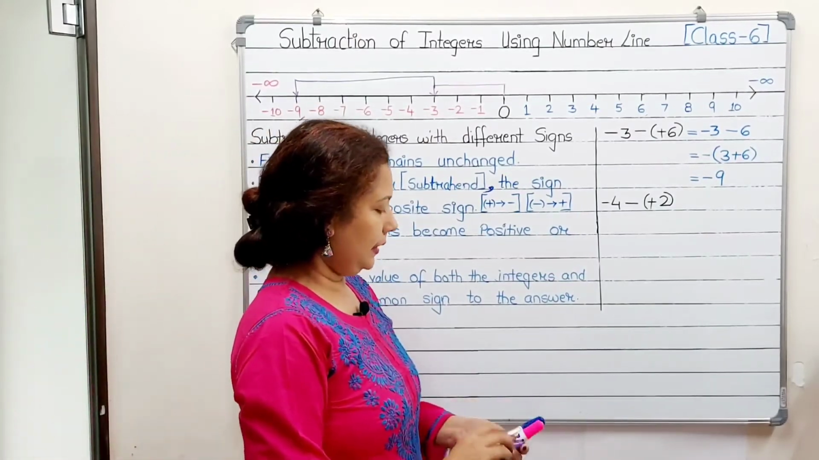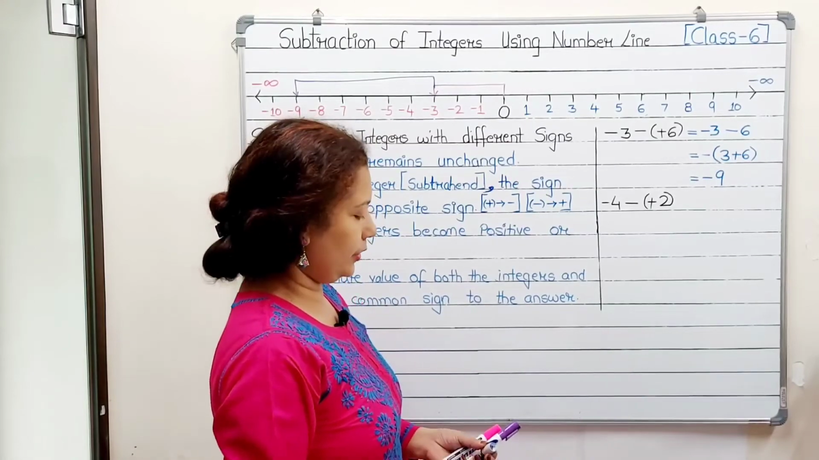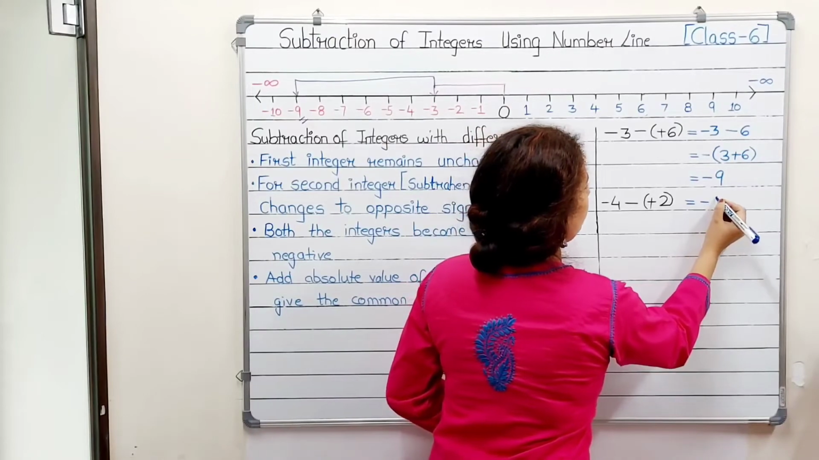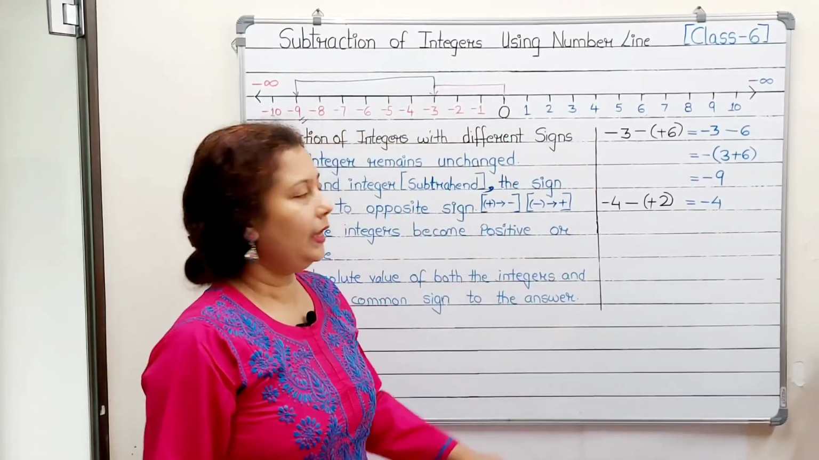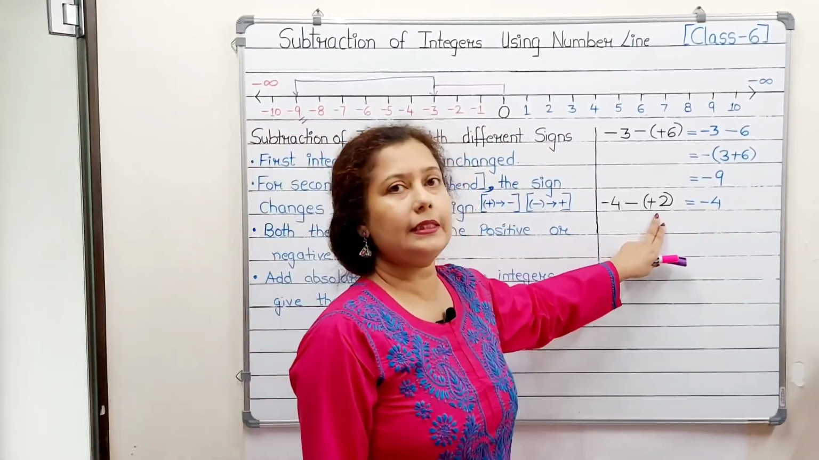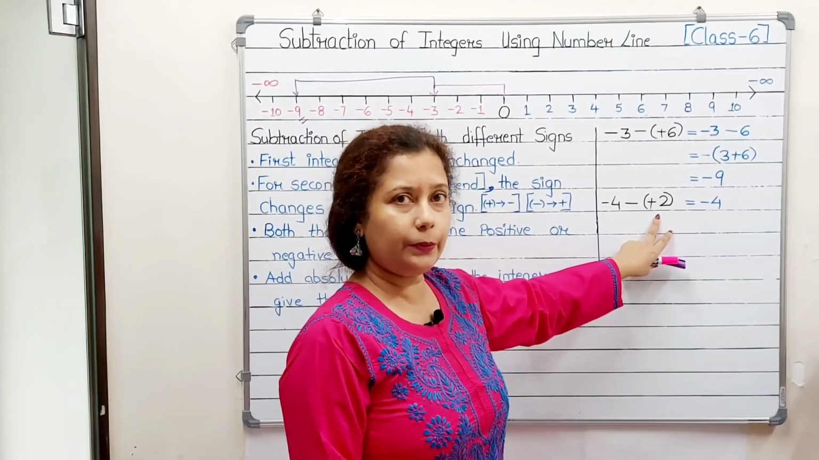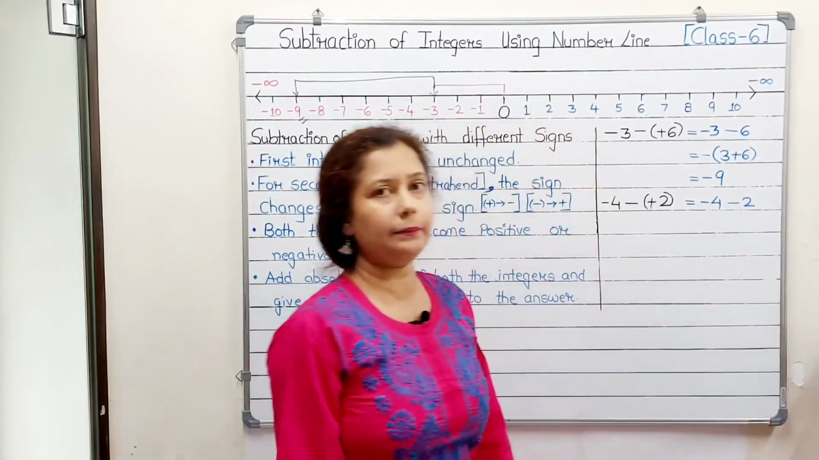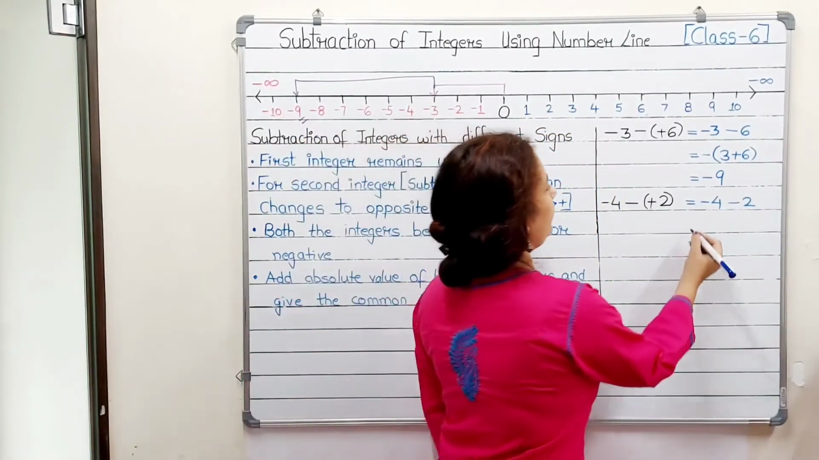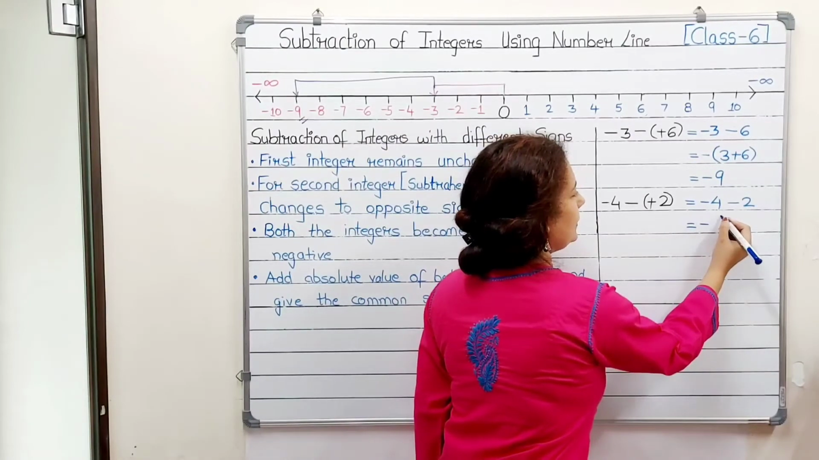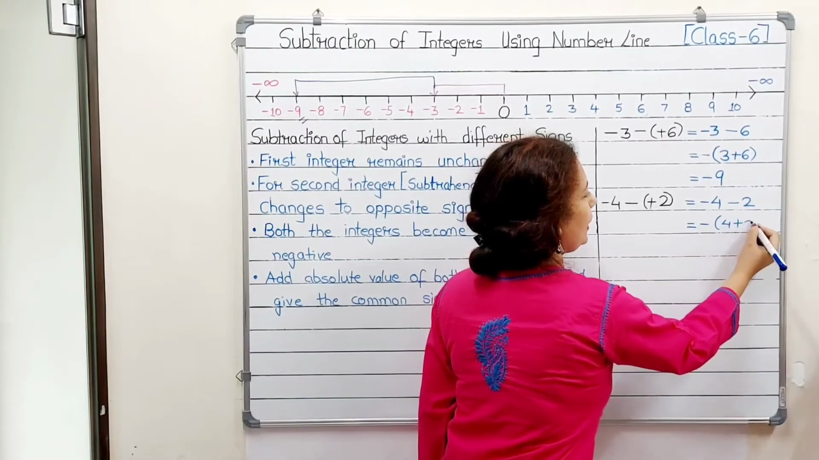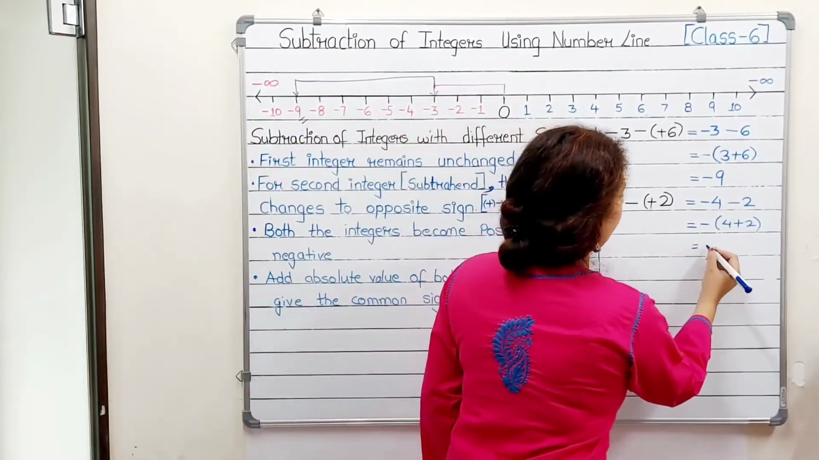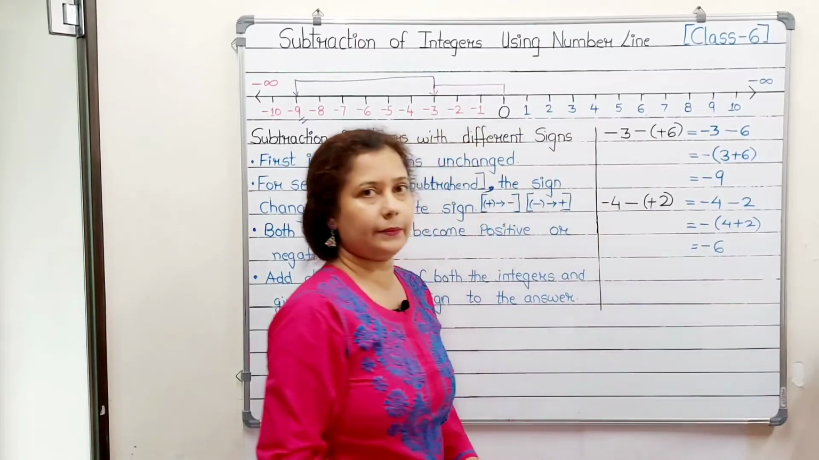Next example, in which the first integer is minus 4. So here the first integer will remain as it is. The second integer is plus 2. So it will change to minus 2. Now again both the integers have become negative. So we will write the common sign minus and we will add the absolute values of both the integers. So here the answer will be minus 6.